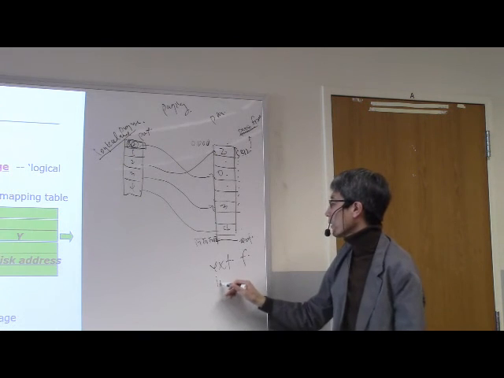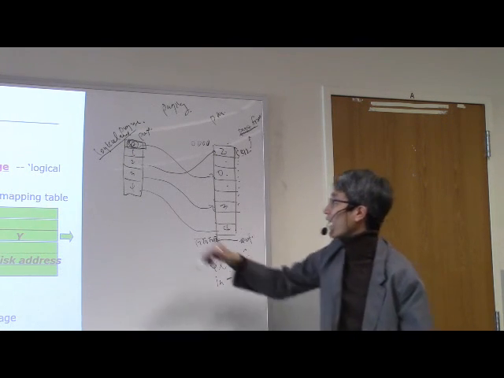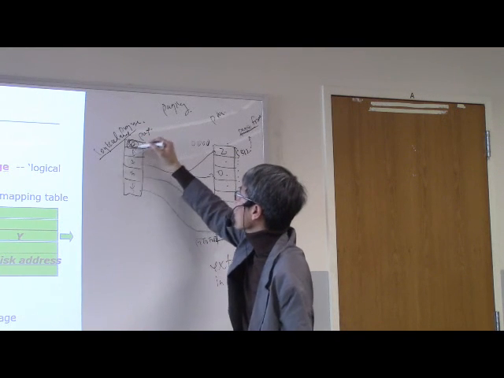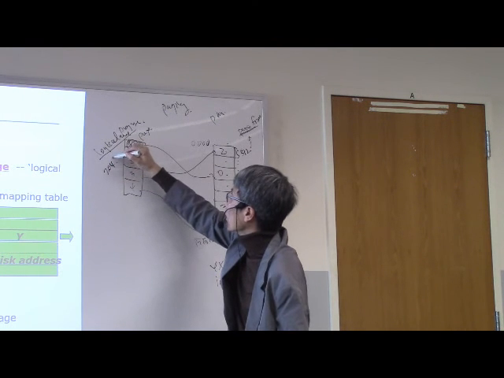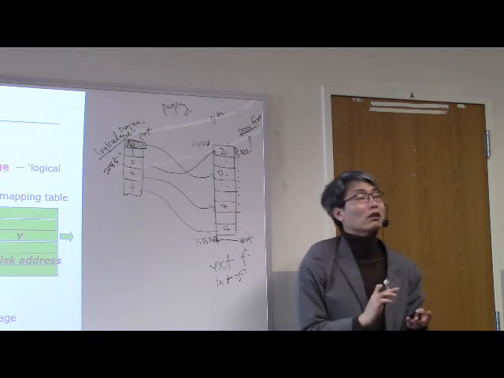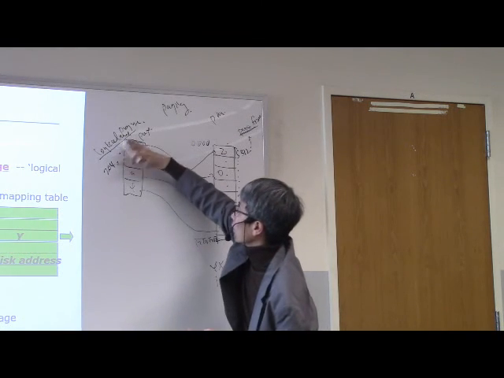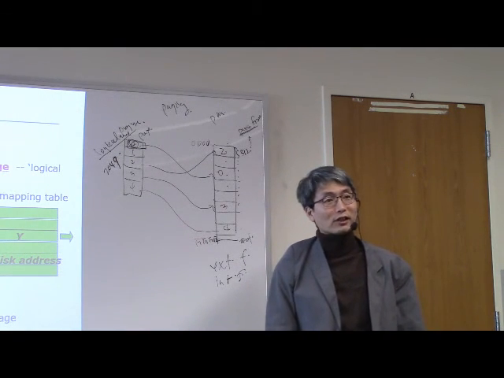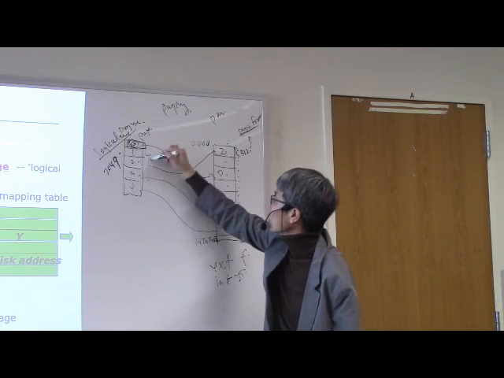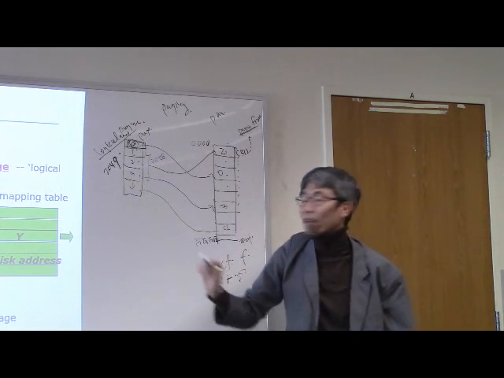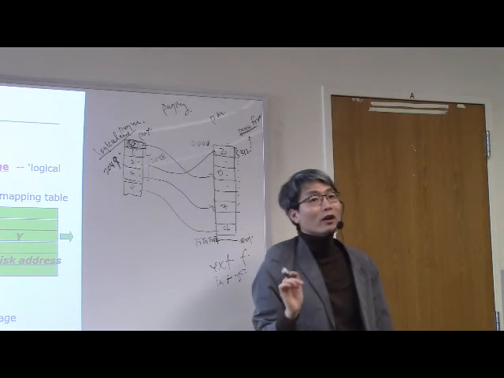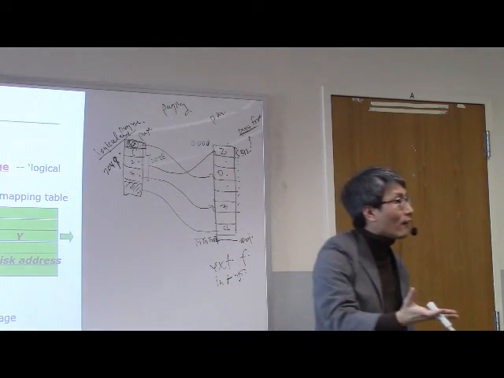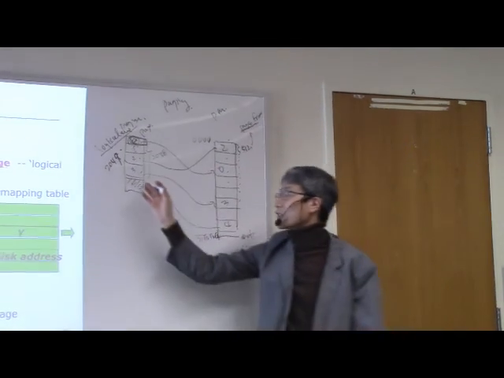However, we still have internal fragmentation. For example, in the worst case, this is 512 bytes per page, and the program is a total of 2049 bytes. How many pages do you need in this case? 1, 2, 3, 4. This is 2048, right? Because of one byte, you need one more page. At that time, this is called internal fragmentation. You cannot use that area.